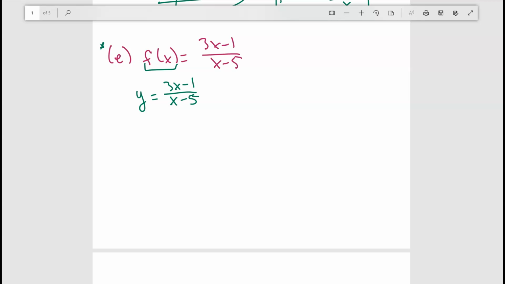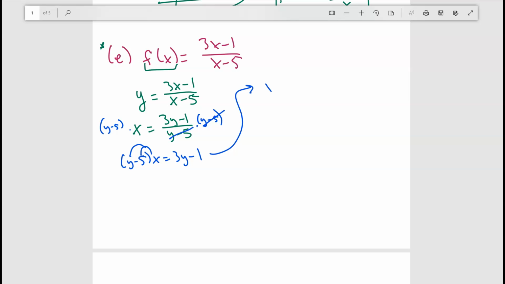Okay, so now let's change the x's with the y. So now y is going to be x, and the other one's going to be a y. 3y minus 1 divided by y minus 5. So now let's multiply both sides by y minus 5. Put it in parentheses. This one doesn't matter. It'll go away. I'm left with y minus 5 times x is equal to 3y minus 1. Let's distribute this x. And you're going to get xy minus 5x equals 3y minus 1.